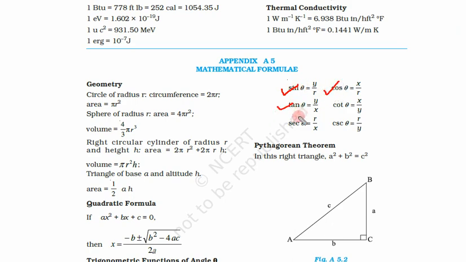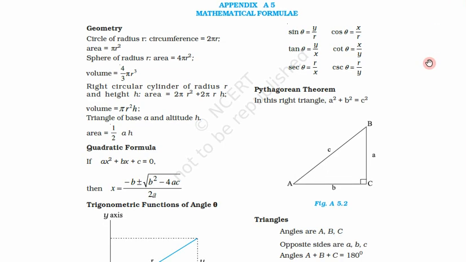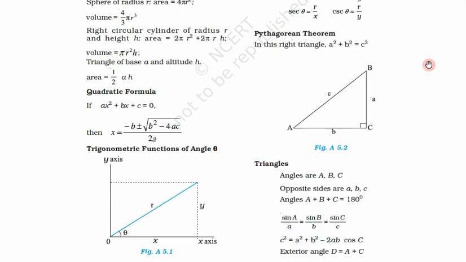Now some other identities. What is opposite of sine? Opposite of sine is cosec. So this is y upon r, this is r upon y. What is opposite of cos theta? Opposite of cos theta is sec theta. This is x upon r, this is r upon x. What is opposite of tan theta? Opposite of tan theta is cot theta. Y upon x, this is x upon y. So we learn about these trigonometric identities. We are revising because these are very useful and are going to be used very much.